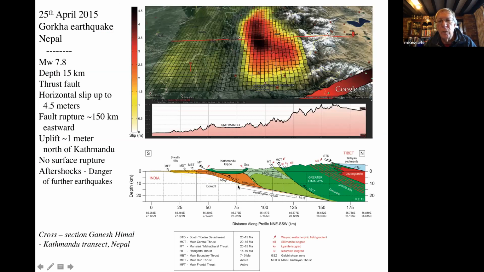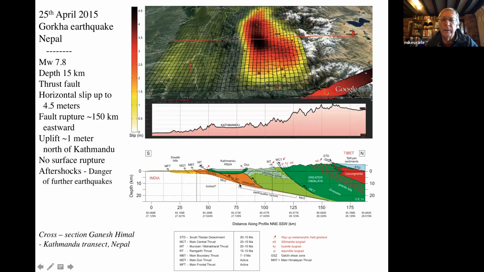And this is the rupture here. The earthquake went off at very shallow depth, only about 17 kilometers depth, which is why there was a lot of damage. These mountains here rose by about a meter. In fact, all of this area tilted down to the north. Mount Everest actually went down because it was tilting. It will rebound again, but it went down by a few centimeters.